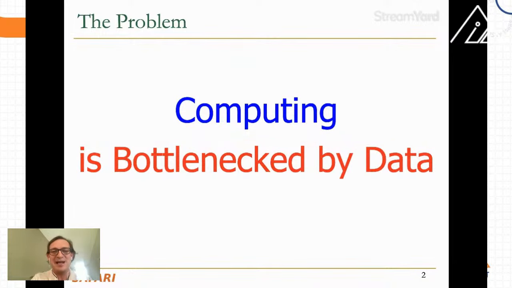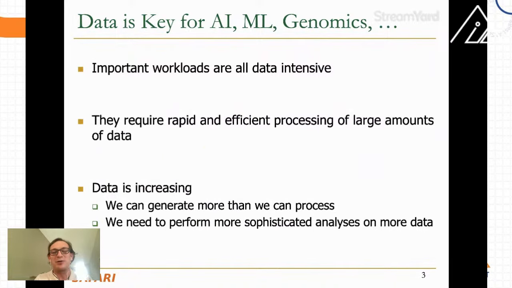Today, if you look at computing, it's really bottlenecked by data, mainly because important workloads are all data intensive. If you look at machine learning, artificial intelligence, robotics, genomics, these workloads require rapid and efficient processing of large amounts of data. We're actually creating other workloads that are going to require even more processing, as I will mention soon. On top of this, data is increasing. We can generate more data than we can process in many domains. And we also need to perform more sophisticated analyses on more data so that we can achieve some of the goals or solve some of the interesting problems that we want to solve.